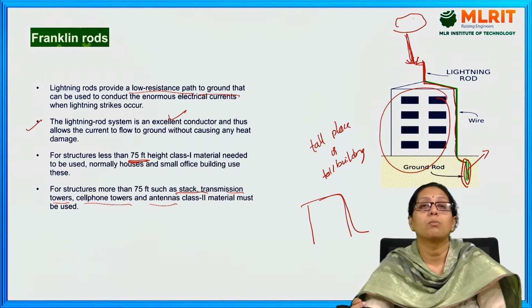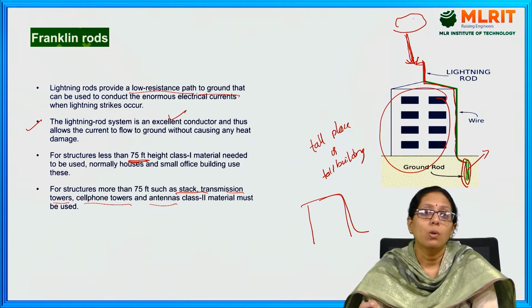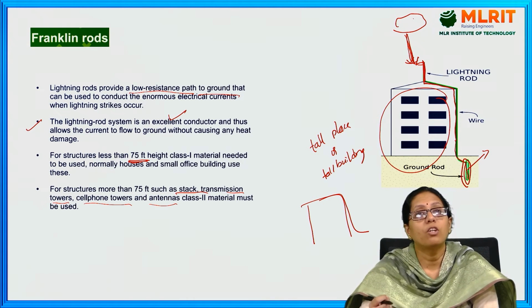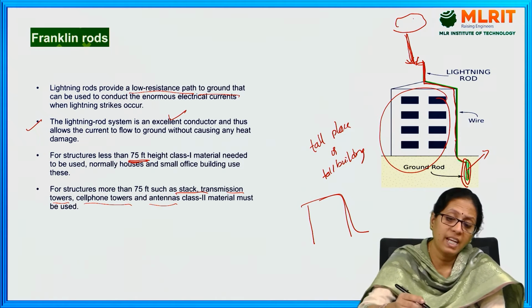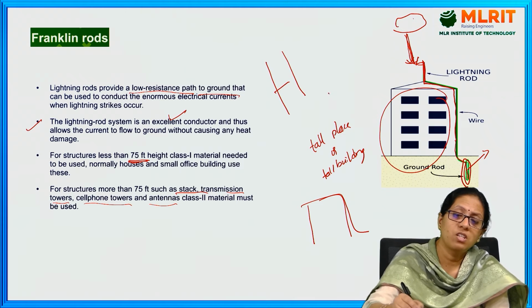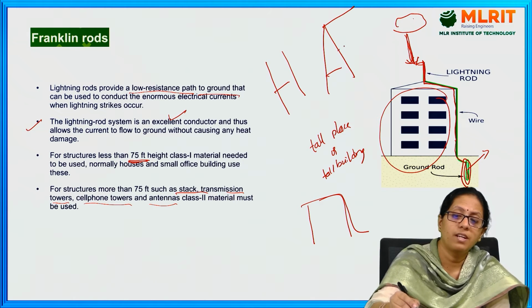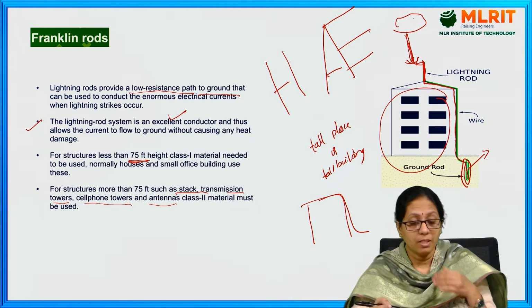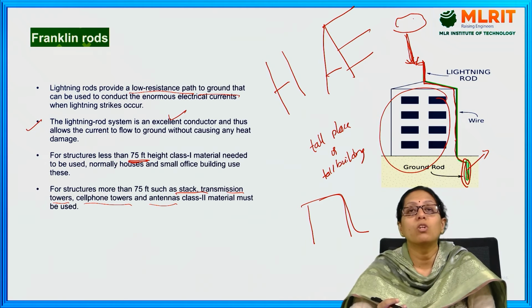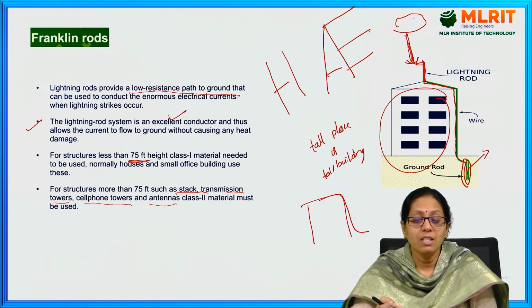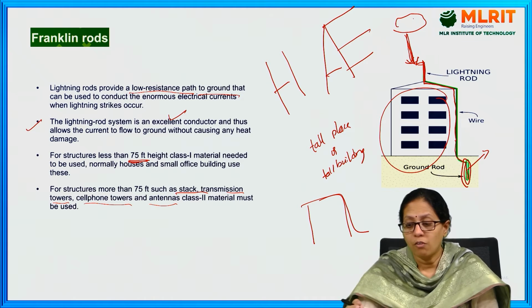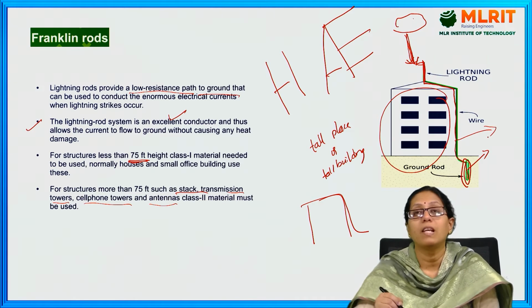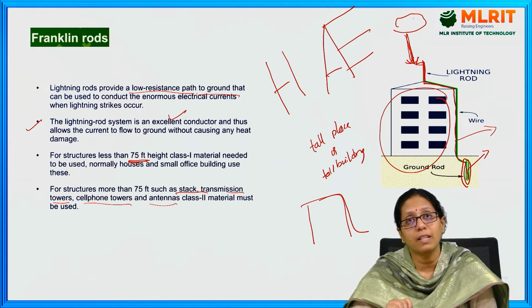That means for small buildings we will be using class 1 type of material, and for towers more than 75 feet, such as H towers, A towers, different types of transmission towers, those towers are more than 75 feet. For these types of towers we will be using class 2 material of lightning rod in order to protect the devices from the lightning strike.